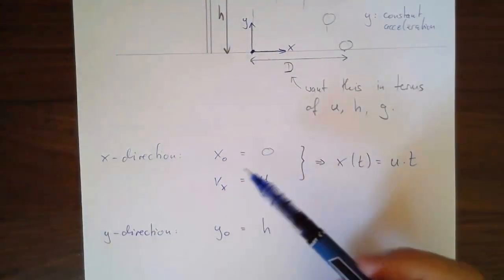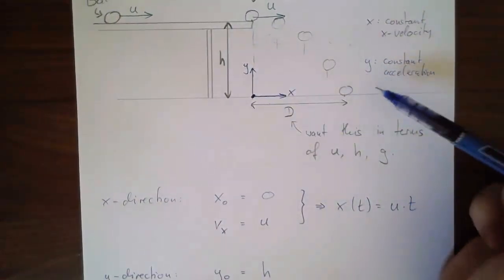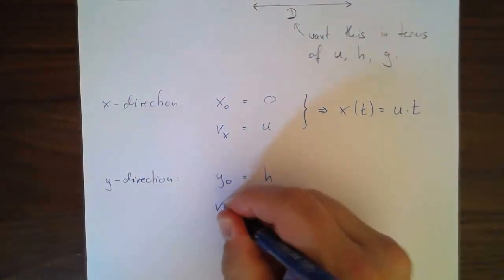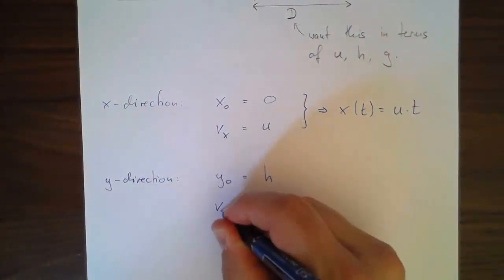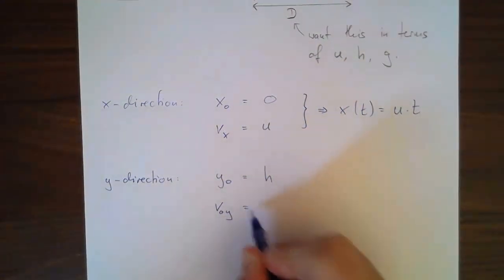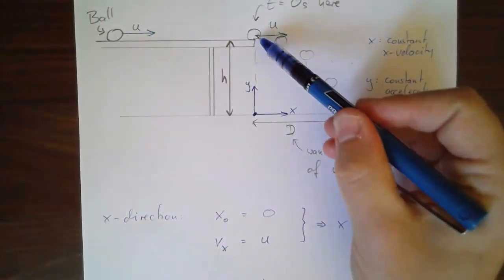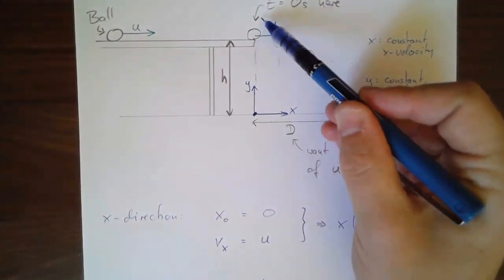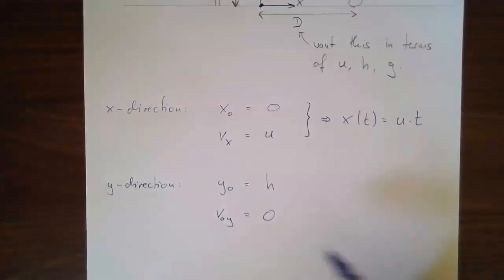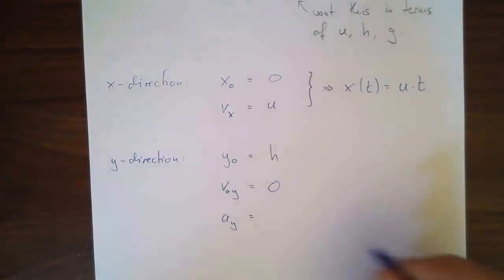Now, the velocity, I can't just write down what the velocity is because the velocity keeps changing, right? It's accelerated motion in the y direction. So what I can write down is that the initial y velocity is 0. Because initially, it has the velocity vector to the right, it has no up or down component. But then it has an acceleration in the y direction, and that is of course g.